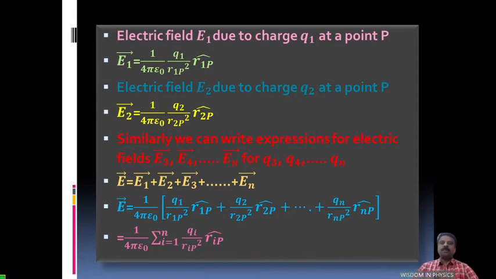This can also be rewritten in a simplified form by summing up all the quantities: 1/(4πε₀), you cannot take the charge common, so the sum over i equals 1 to n of qi divided by RiP² into RiP cap. When you substitute the index values, you can get the previous equation.